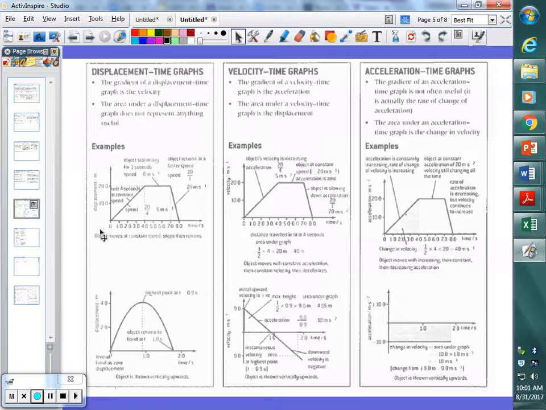So the slope on a displacement graph gives us the velocity, right? The fact that this is a straight line means that the slope is constant, and that also means that the speed is constant, or the velocity is constant.